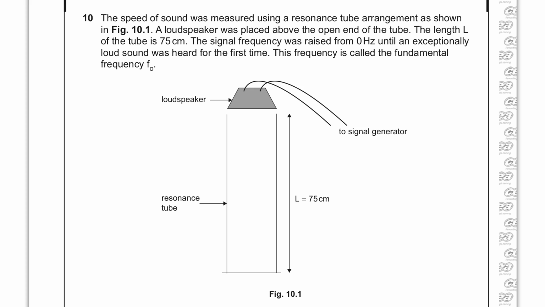Question 10. The speed of sound was measured using a resonance tube arrangement as shown in figure 10.1. A loudspeaker was placed above the open end of a tube. The length of the tube is 75 centimeters. The signal frequency was then raised from 0 Hz until an exceptionally loud sound was heard for the first time. Okay, so you're starting at 0 Hz, and eventually you're going to hit the fundamental. This frequency is called the fundamental frequency F0. And so that's our setup there.